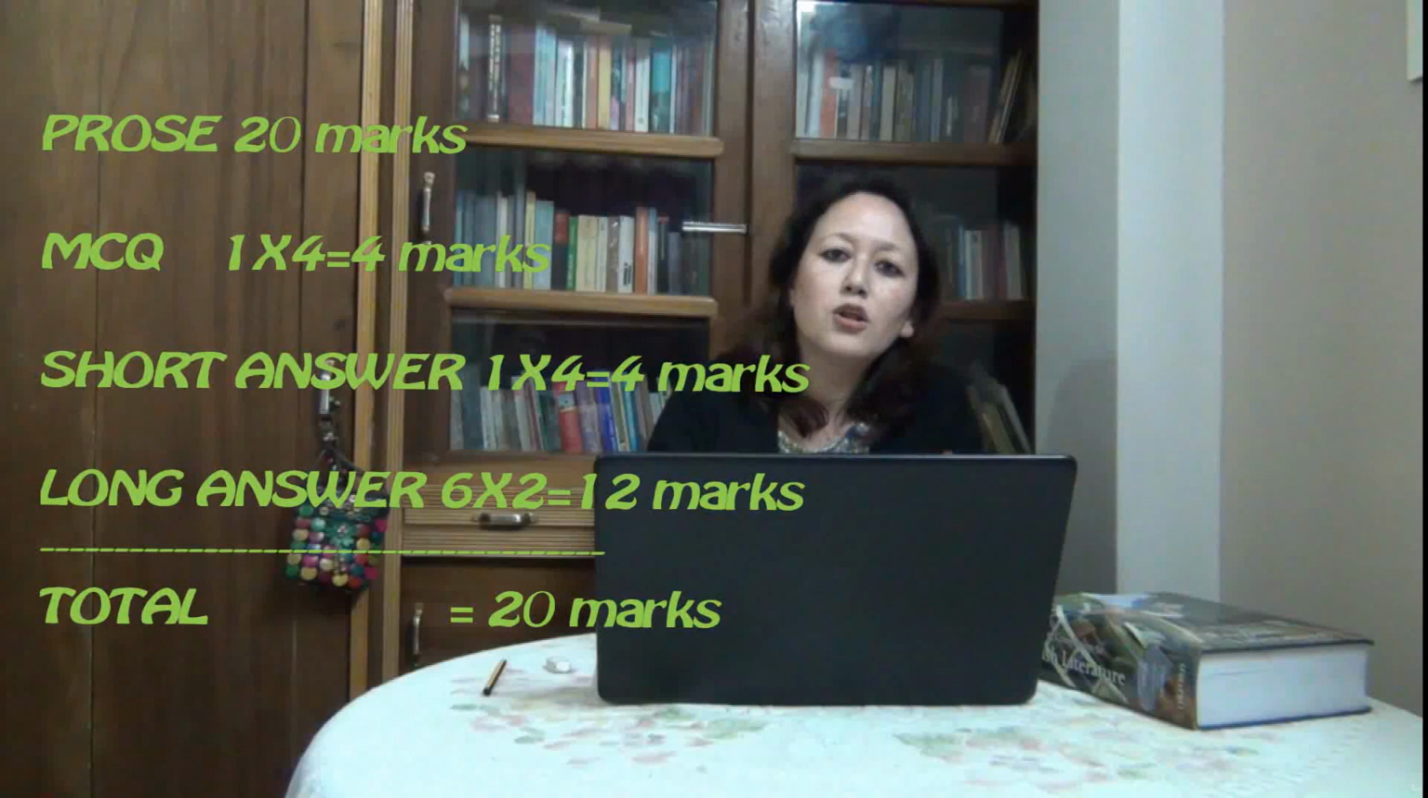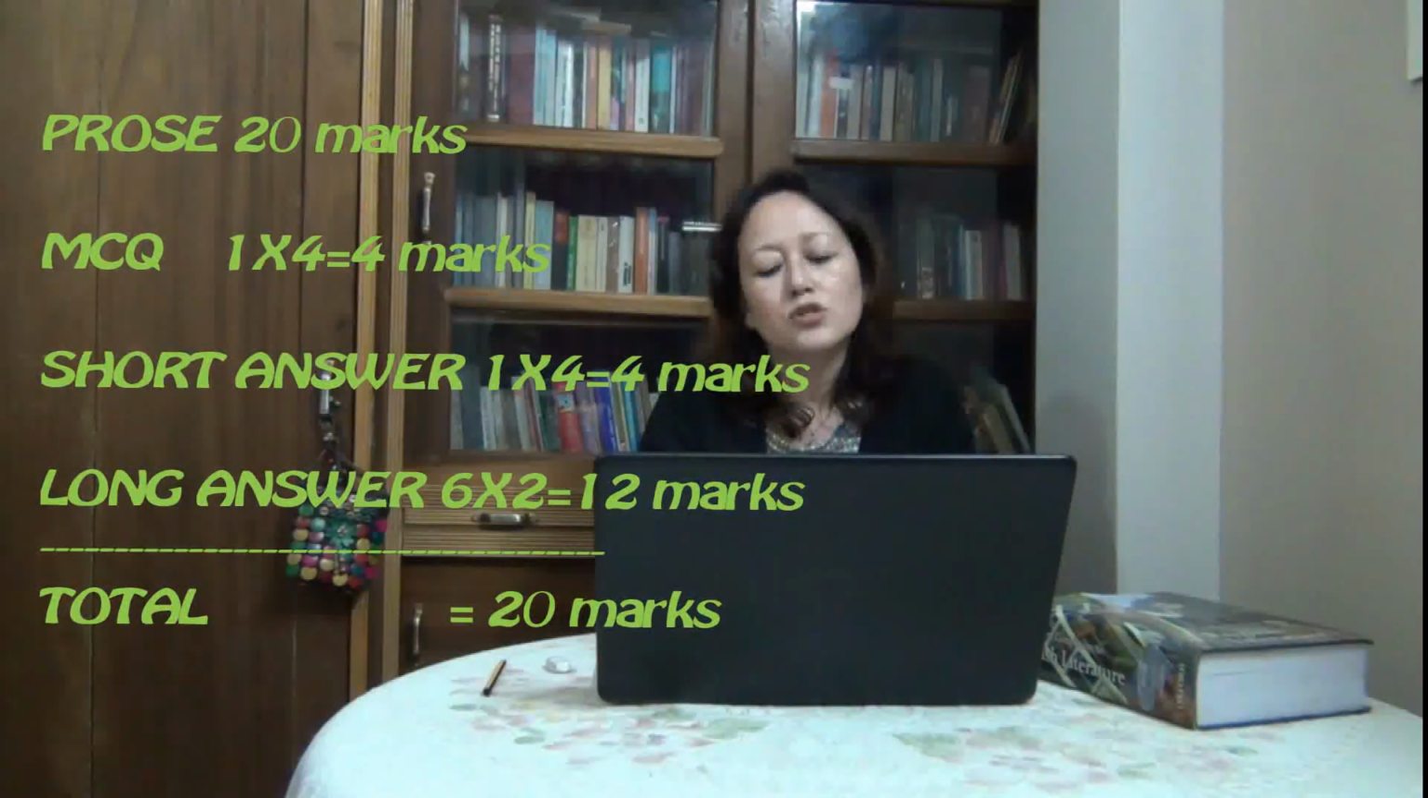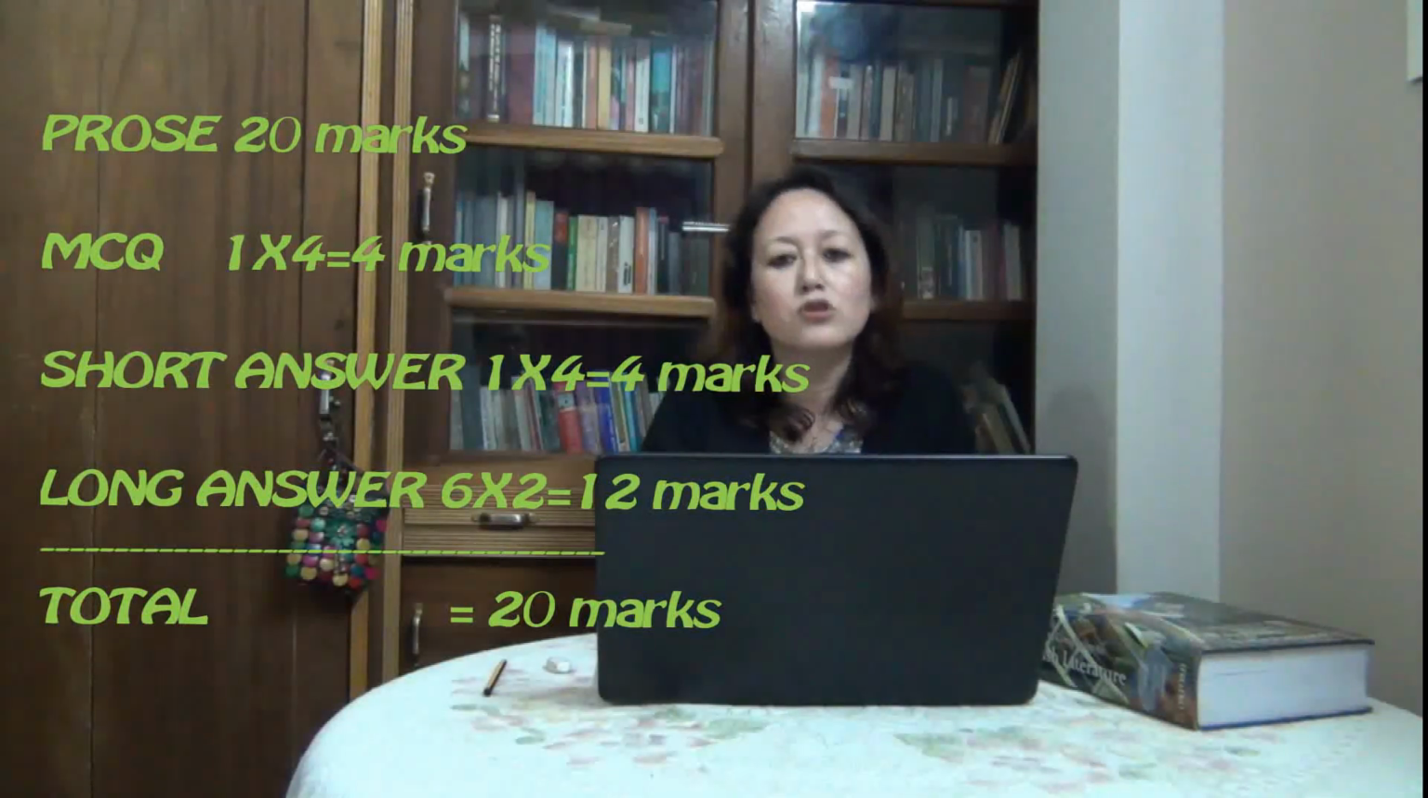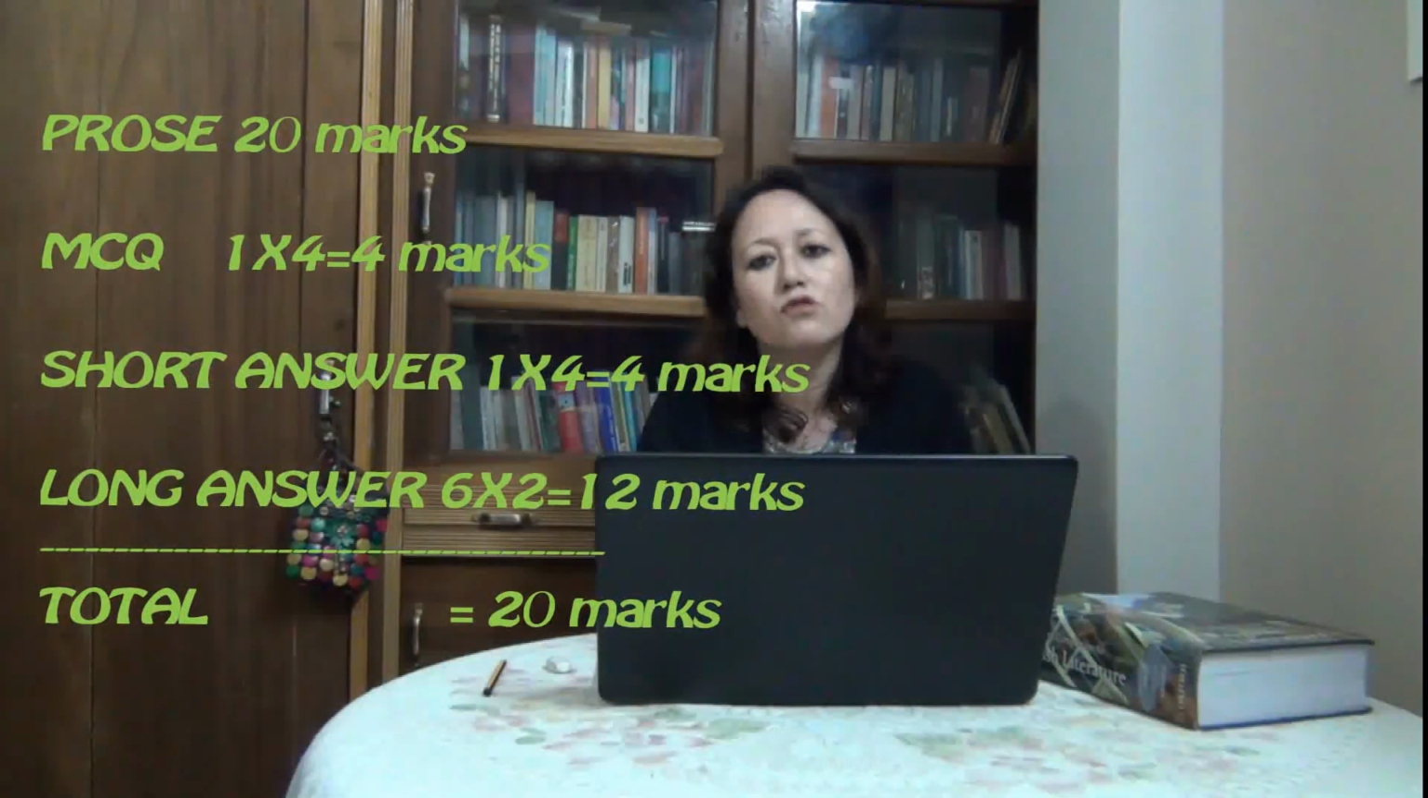Then you'll have the long questions. You'll be given 4 long questions, out of which you've got to do only 2. That is 6 marks each, which makes up 12. So for your long answer, it carries 6 marks each, where you've got to answer any 2 out of the 4 questions. So in total, the prose makes up 4 from MCQ, 4 from short question answers, and 12 from your long answers. That makes up 20 marks.